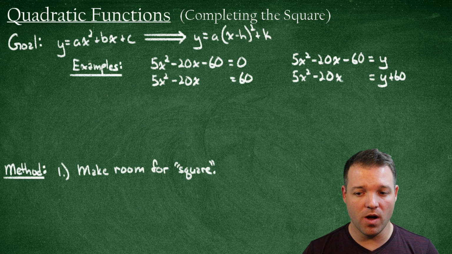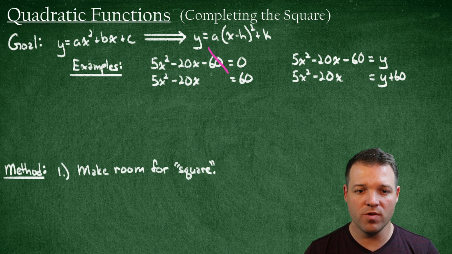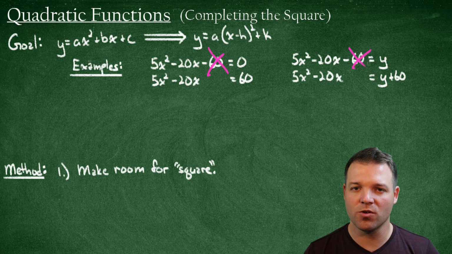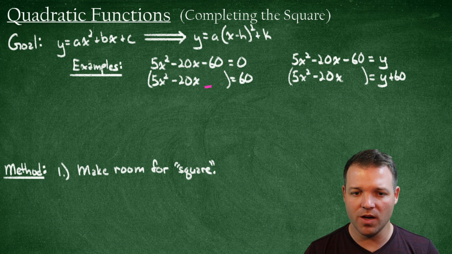All right, so step 1, make room for the square. Get rid of this minus 60, this constant term. Of course, you can't just remove it. You can move it to the other side, though, and make room for your perfect square. Step 2, go ahead and put parentheses around these, not to be confused, because you are going to put a third term in here.